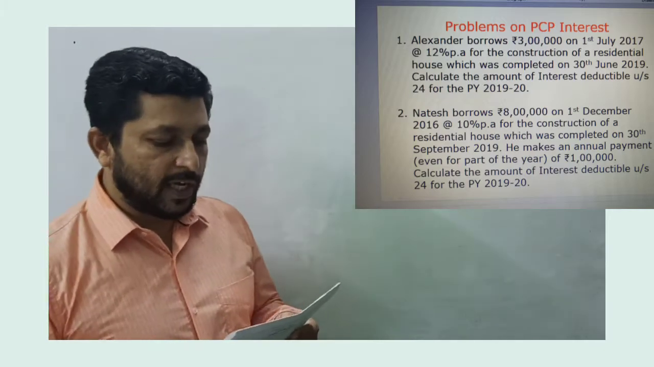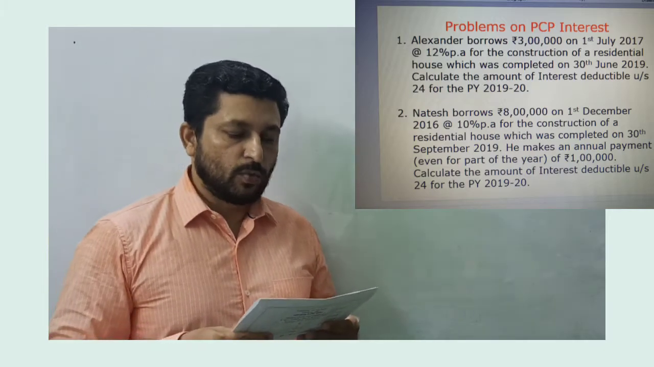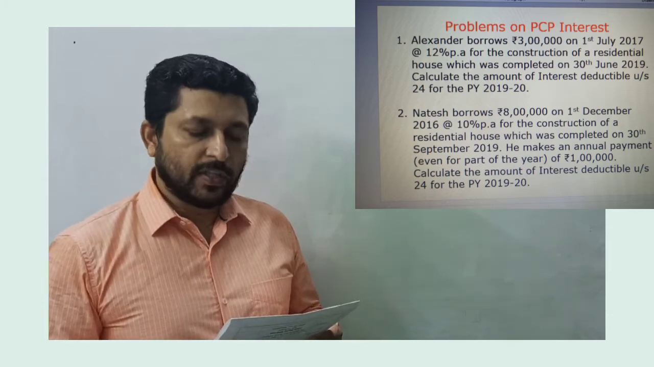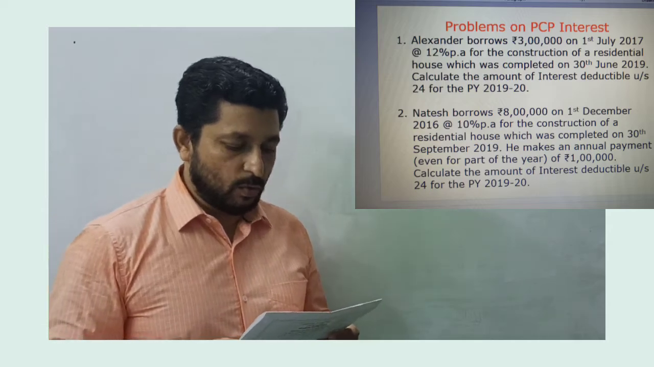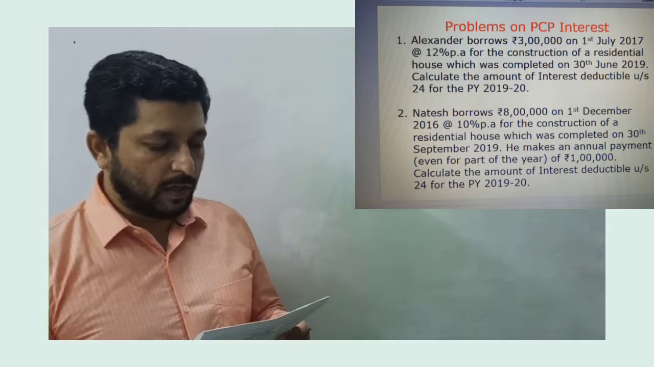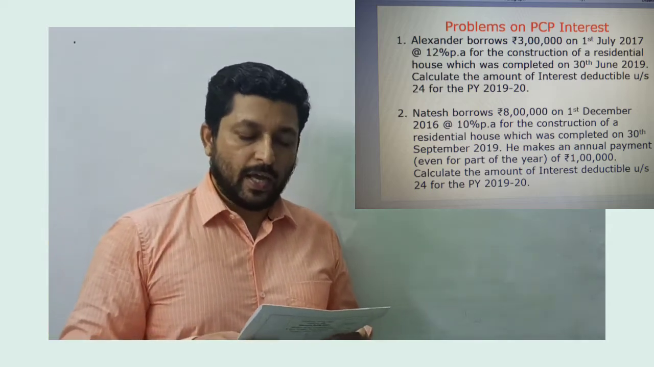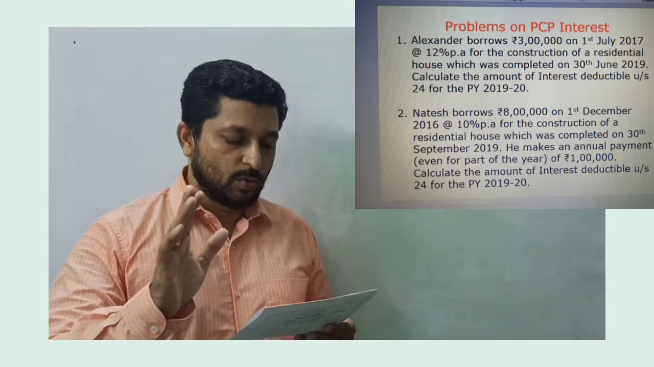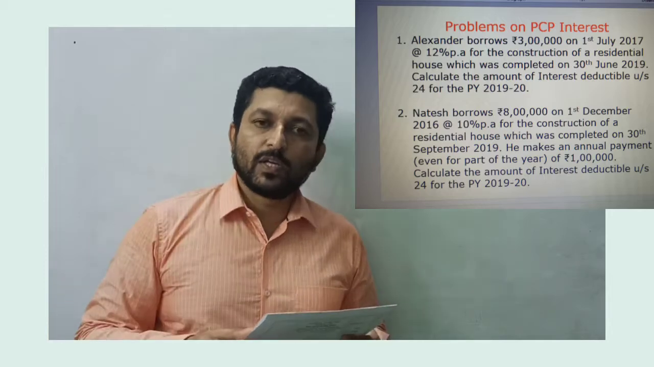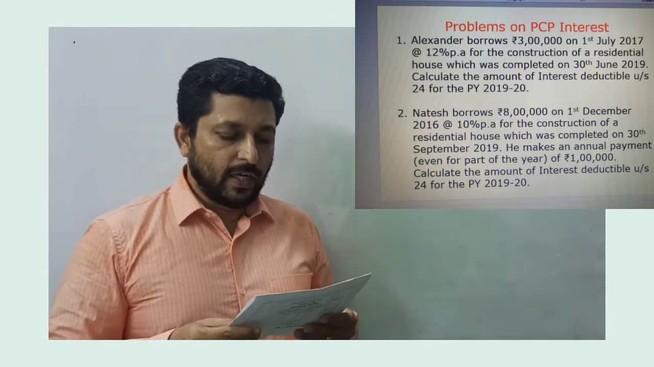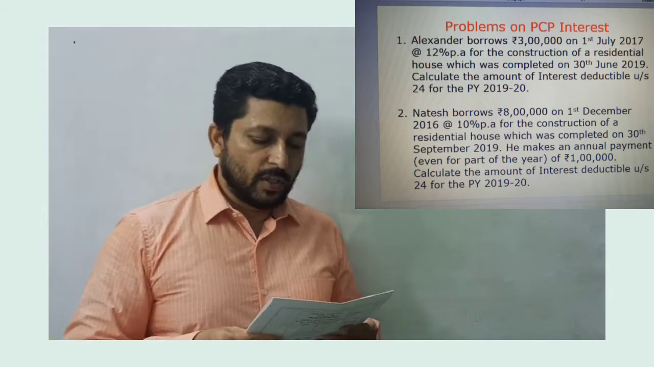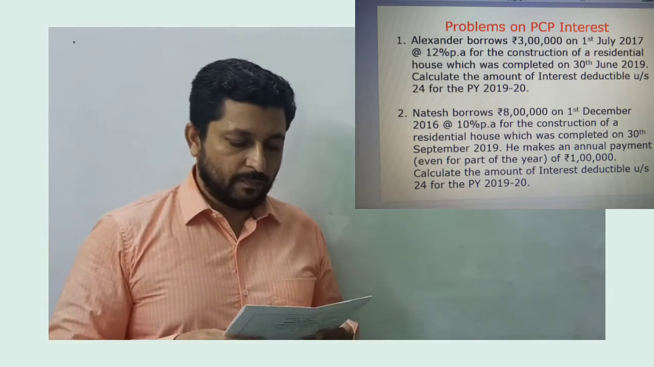Alexander borrows rupees 3 lakh on 1st of July 2017 at 12% per annum for the construction of a residential house which was completed on 30th of June 2019. That is, construction was completed on 30th June 2019, that is previous year 19-20. We need to calculate the amount of interest deductible under section 24 for the previous year 19-20.